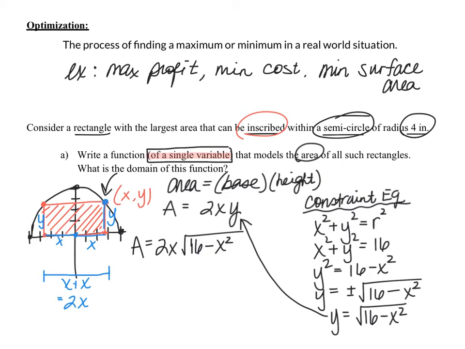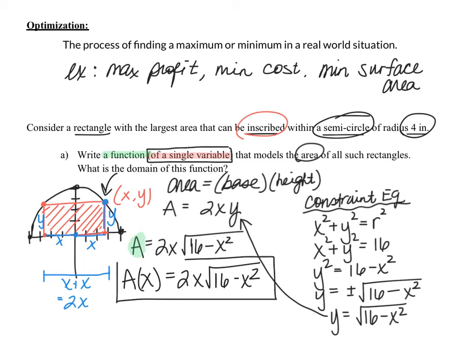My input variable is x, so I have achieved the goal of writing a function of a single variable. The only other slight adjustment that I'll make is the directions here specifically said it wanted a function. So I am going to go ahead and replace this A and actually use function notation there. So I'm going to write this as A of x is equal to 2x times the square root of 16 minus x squared.